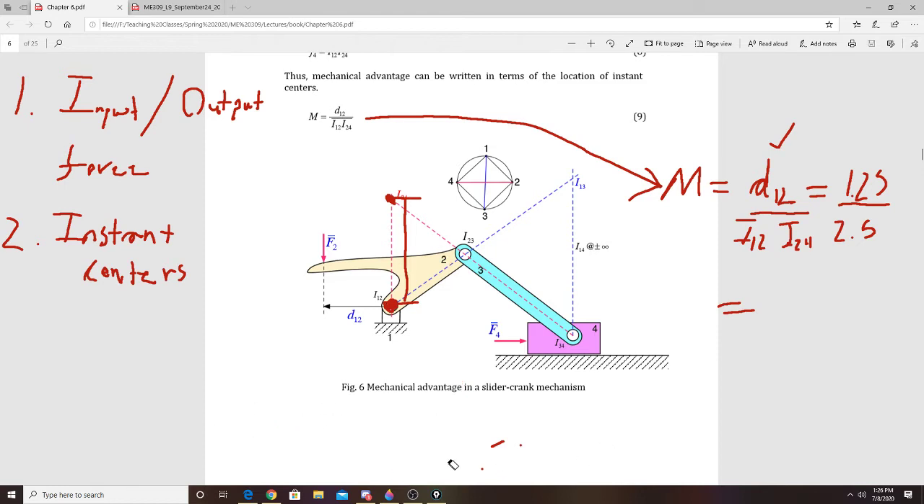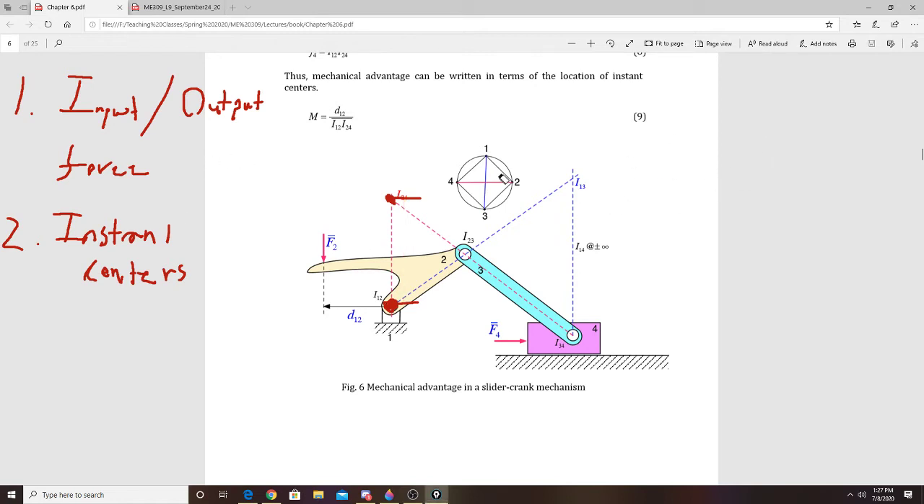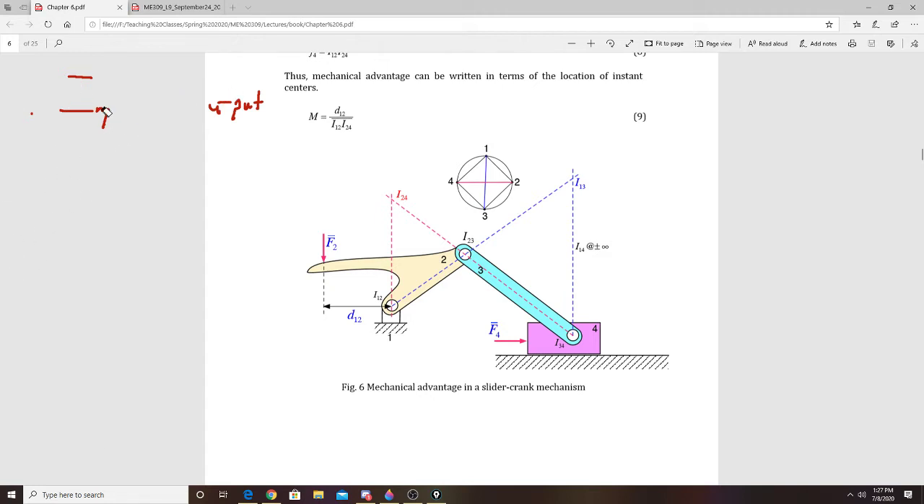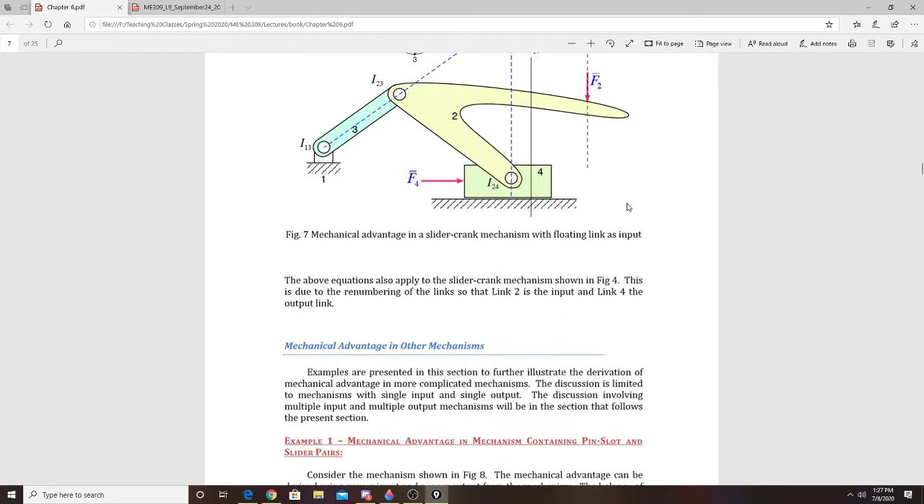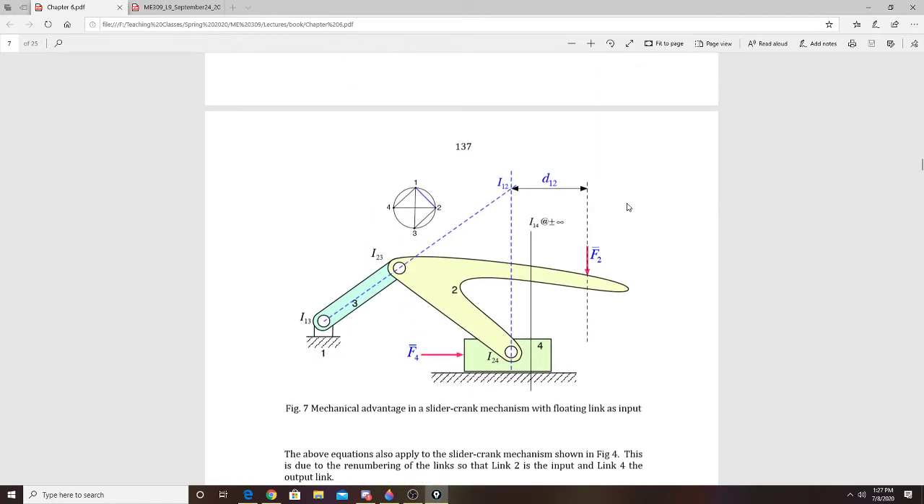All right, so let me erase this really fast. And I can actually get rid of that as well. All right, so next one up. Now let's move on. So this is the next one right here, which is basically the same.